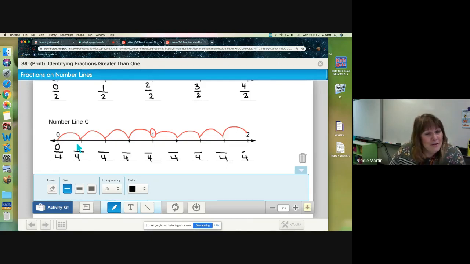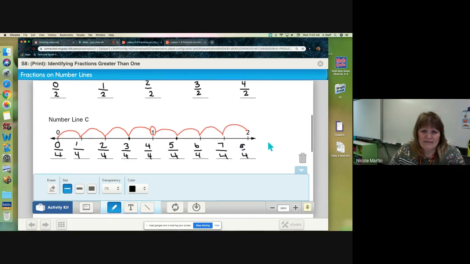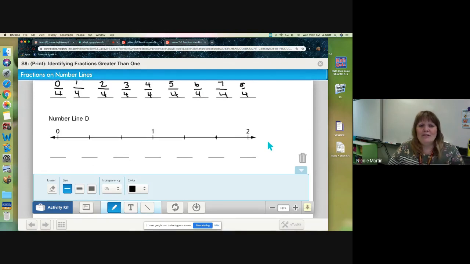Welcome back. Hopefully you hit pause, and hopefully you're going to see that the pattern is the same as the previous pattern. 0 fourths, 1 fourth, 2 fourths, 3 fourths, 4 fourths, 5 fourths, 6 fourths, 7 fourths, and 8 fourths. Good job, my 3rd grade friends. All right, I want to see if you can figure out number line D on your own. So hit pause and go ahead and fill that one in.